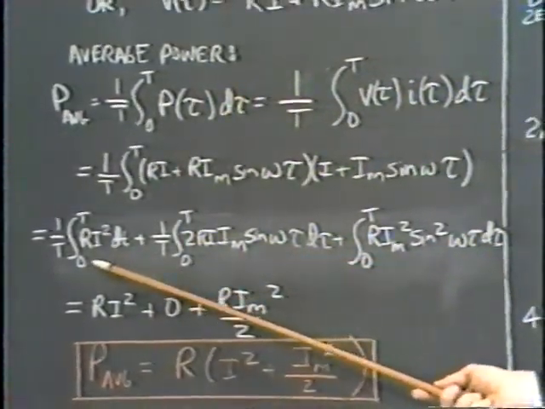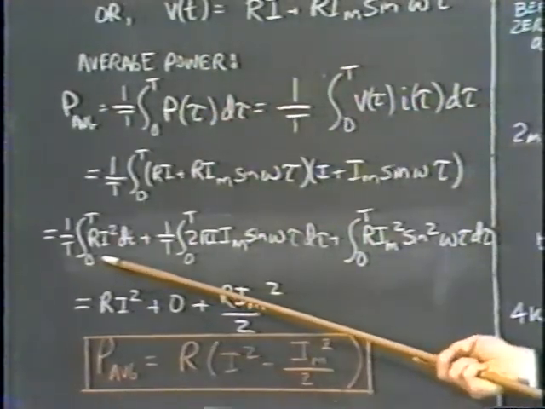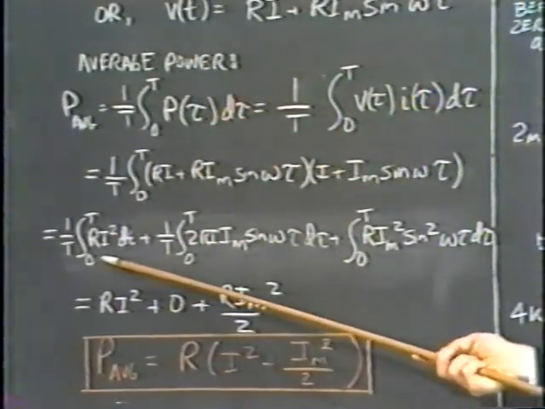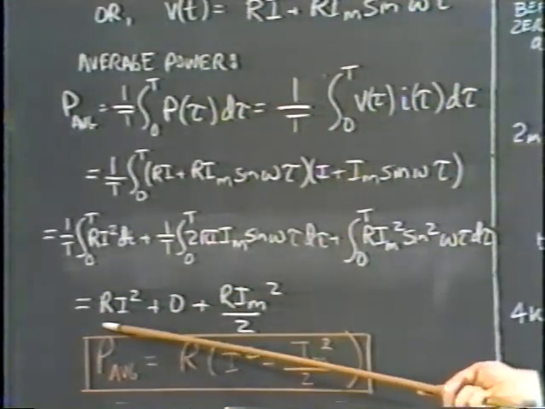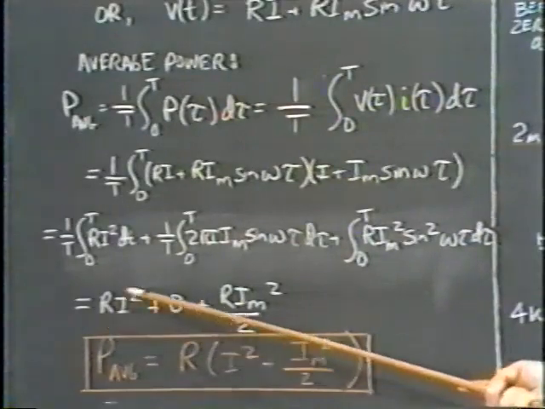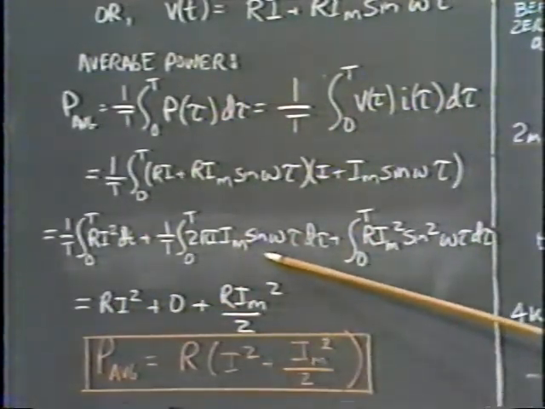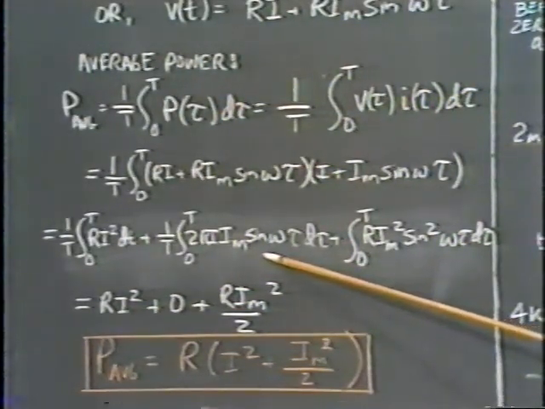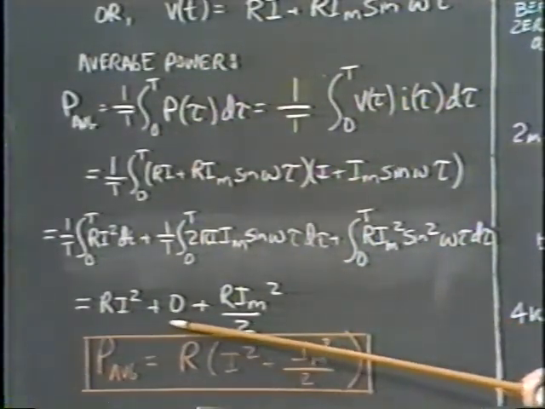This first component represents the DC term averaged over one period. That will simply give us back the DC power. The second term is an average of the sinusoidal component that we obtained. When we average a sine wave over one period, its average value will be 0. And that's reflected in this 0 you see below.